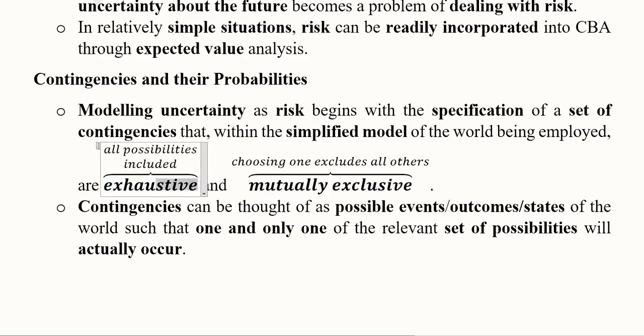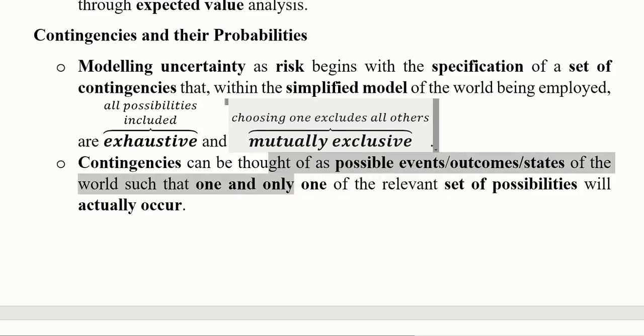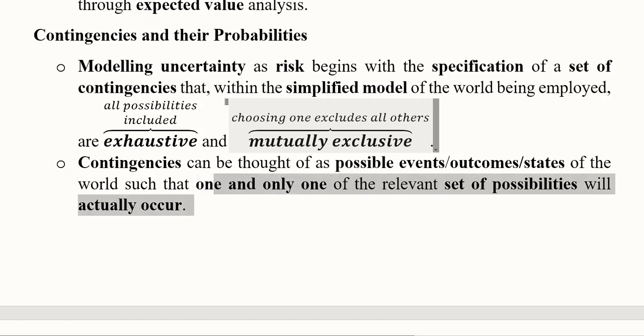It means that all the possibilities should be included, and the possibilities should be mutually exclusive: they should not include each other or intermingle in an overlapping manner. If one is happening, the other should not happen. If these two properties are there in the list of contingencies, it is a good list of contingencies. They can be thought of as possible events, outcomes, or states of the world. These contingencies can be put into different words, as we have seen here: possible events or outcomes, etc. And only one of the relevant set of possibilities will actually occur.